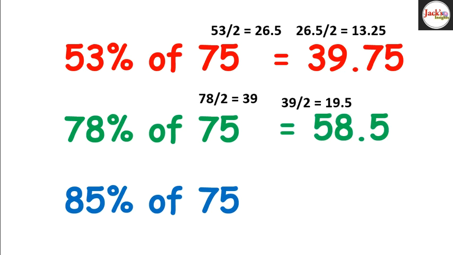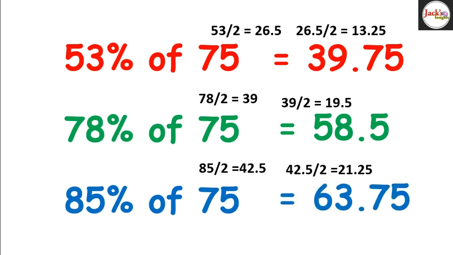Now for the 85% of 75. So half of 85 is 42.5, and half of 42.5 is 21.25. Now we're going to add the results. 42.5 plus 21.25 is 63.75.